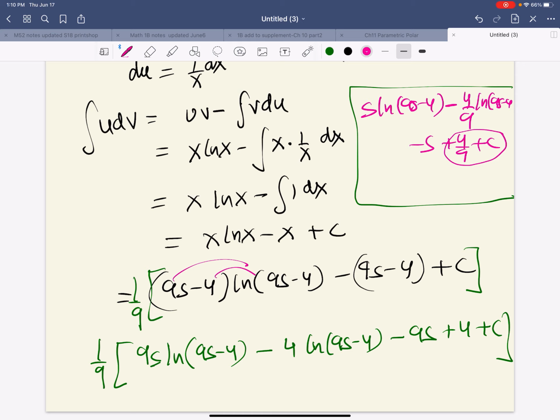Because 4/9 is also a constant, we can combine and just write it as a c, because the constant doesn't really change if you add something. It still remains a constant.